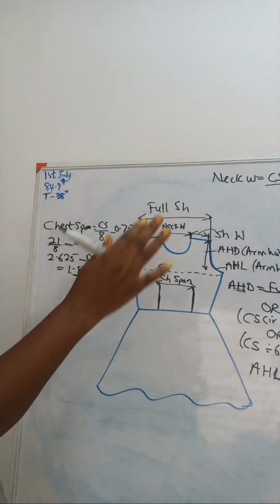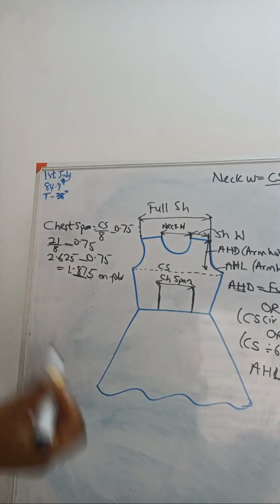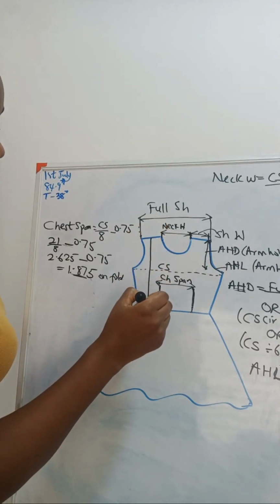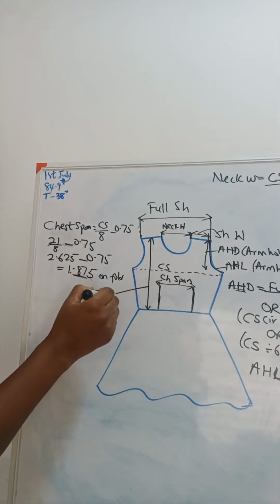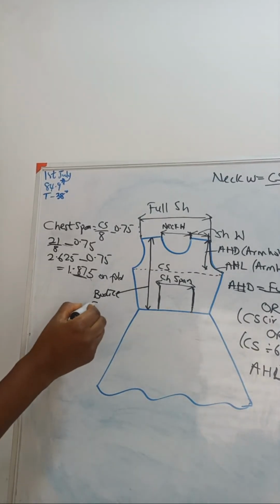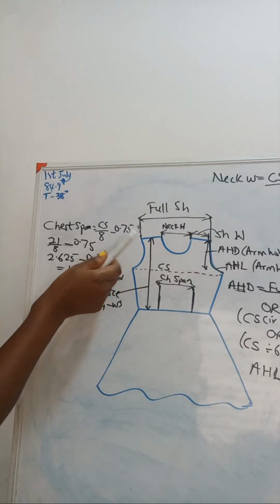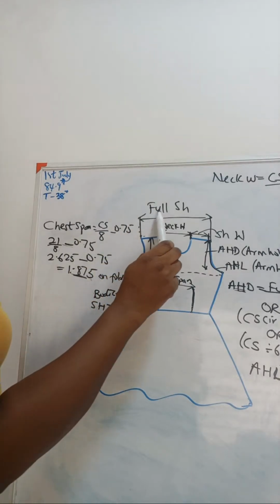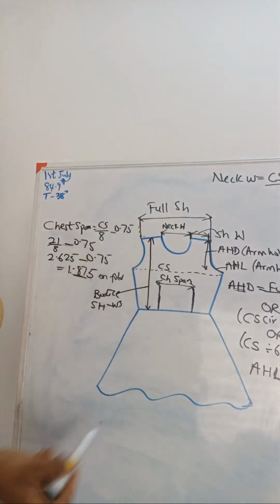Another thing we need to know in this diagram again is the bodies. When we say the bodies, it is from the shoulder to the waistline. Shoulder to the waistline is the bodies of the dress. So bodies is shoulder to waistline. Okay, now to get the distance from this shoulder to the waistline, if you know the full shoulder, it is just equal to the bodies.